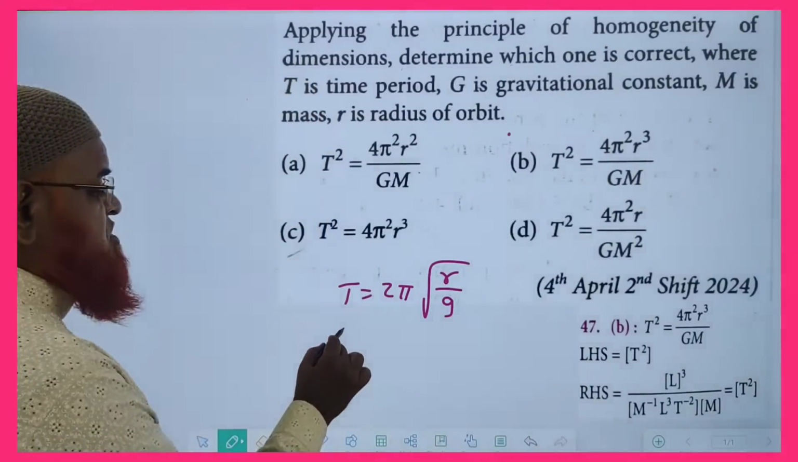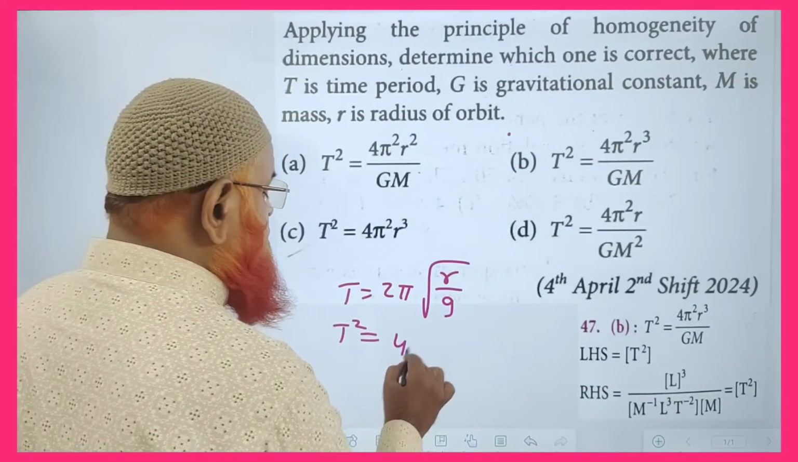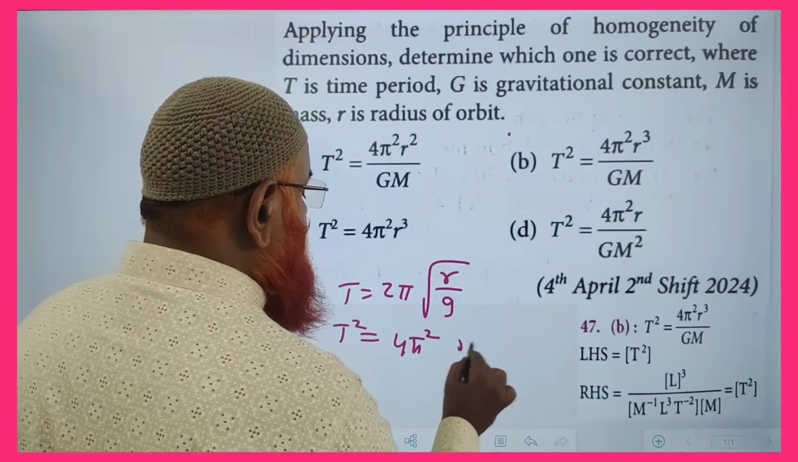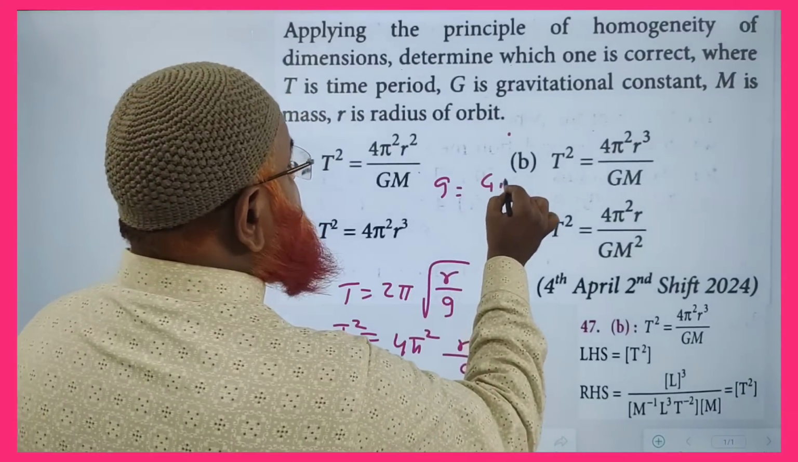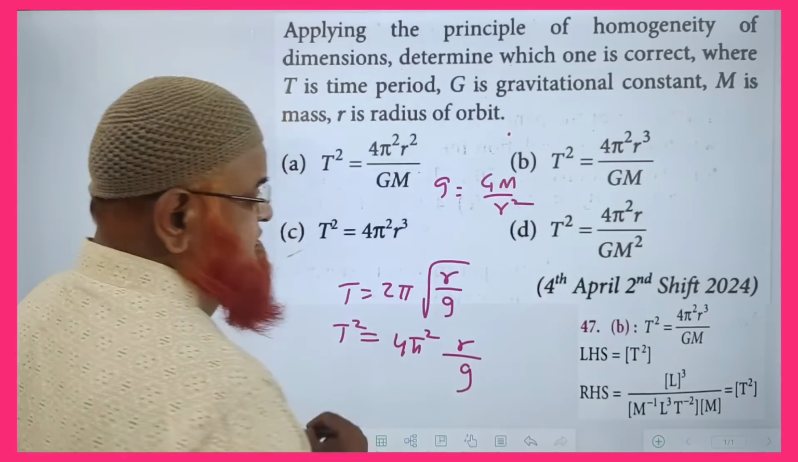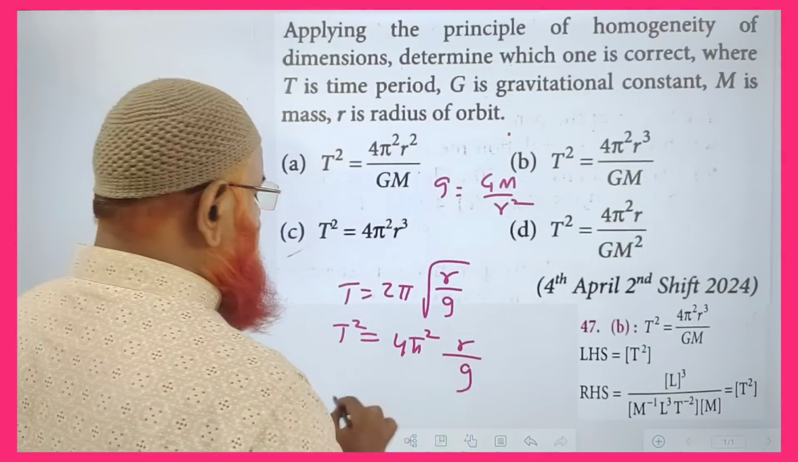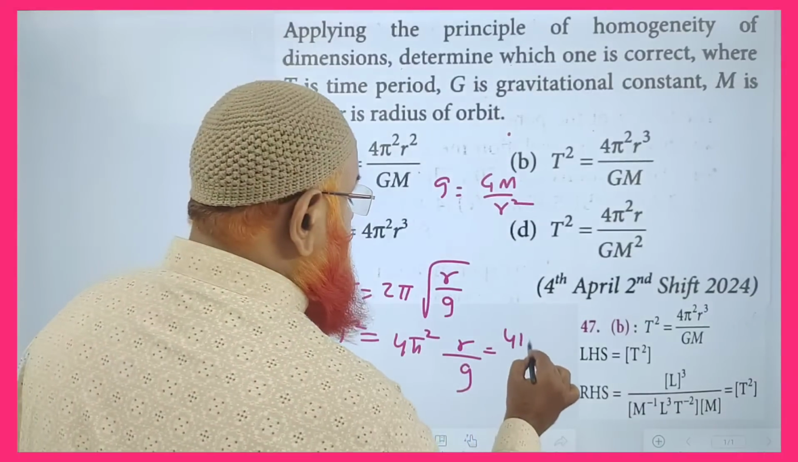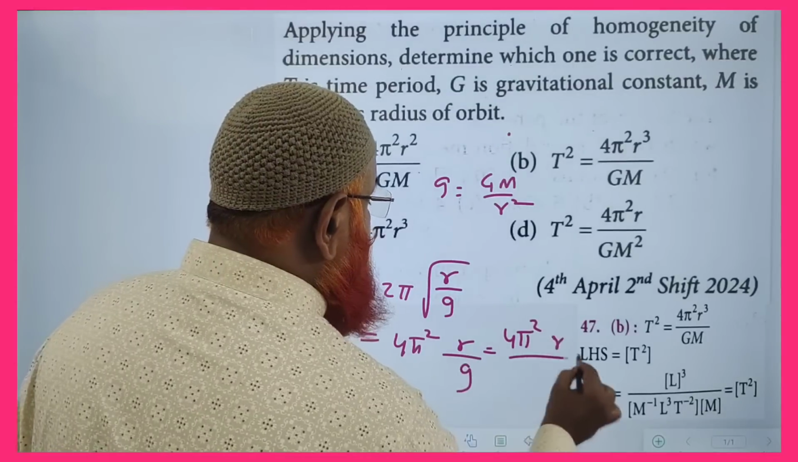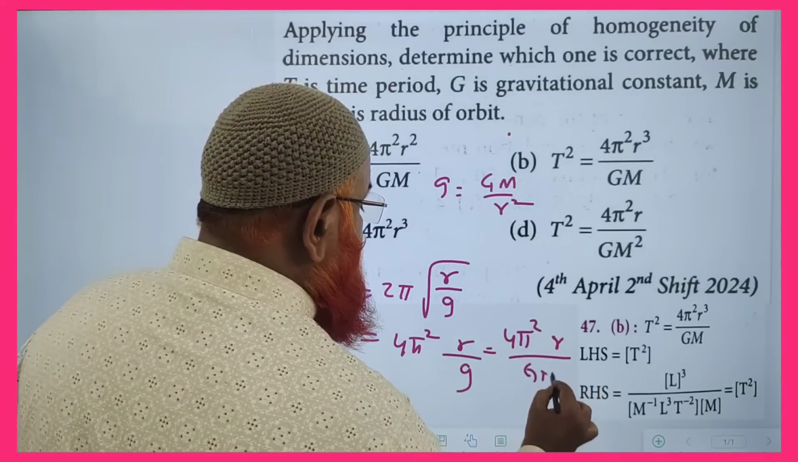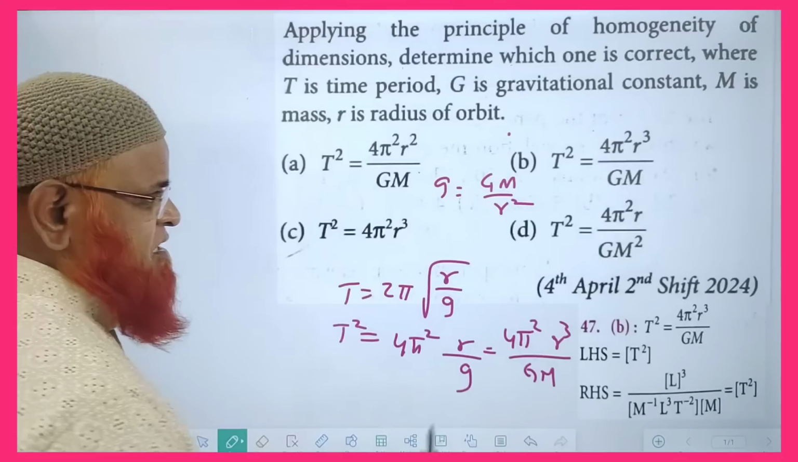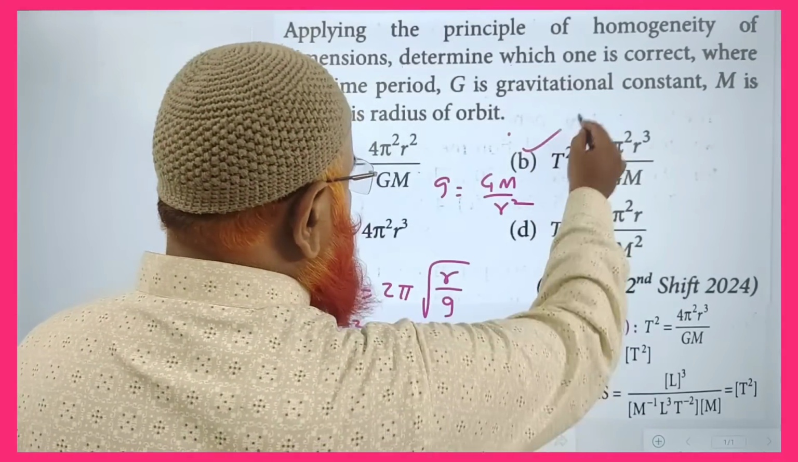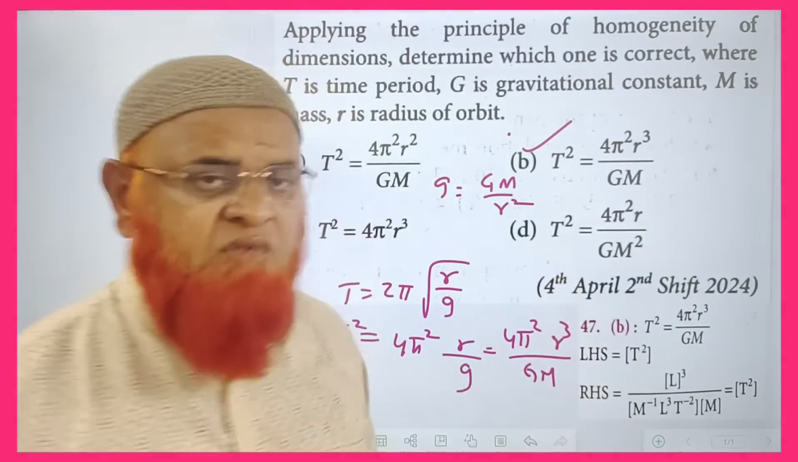So squaring on both sides, you will get T square is equal to 4 pi square r by g. And you all know g is nothing but GM by r square. That's it. You can just substitute here, you will be getting how much? 4 pi square r by g. G means GM by r square comes to the numerator, becomes r cube. That's it. Your answer is ready. I think option B is going to be your correct answer. That's it. Thank you.